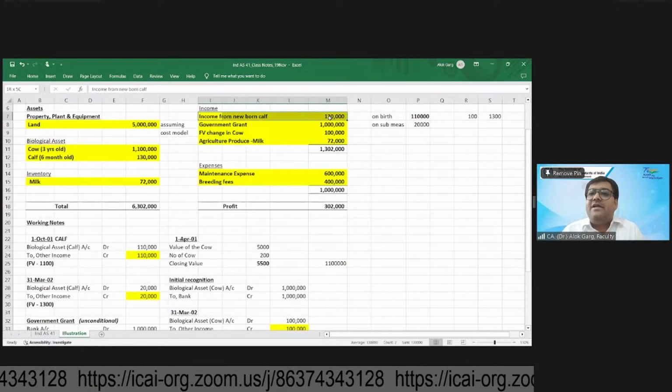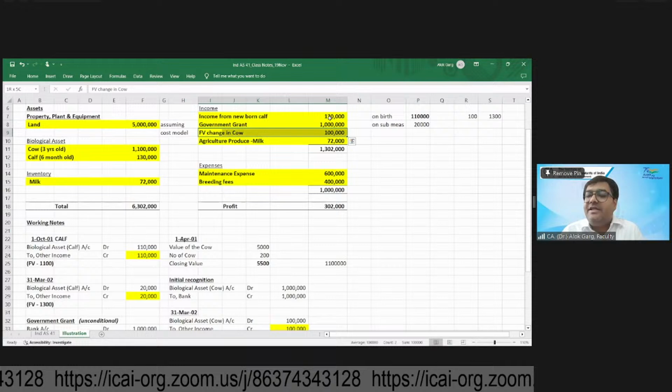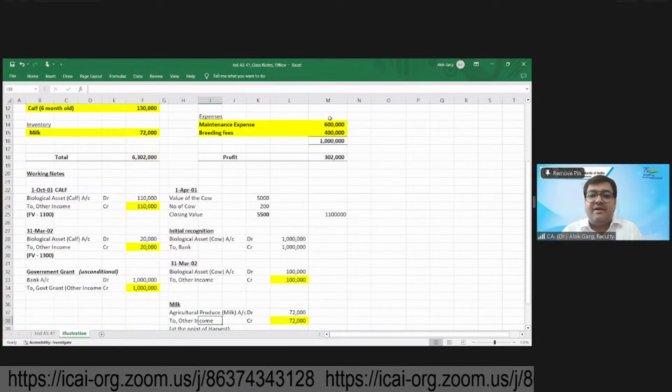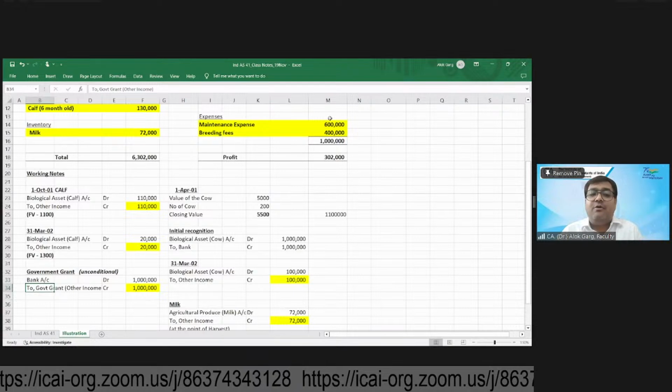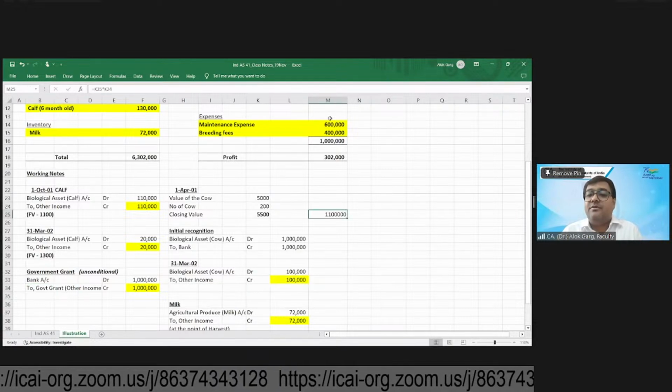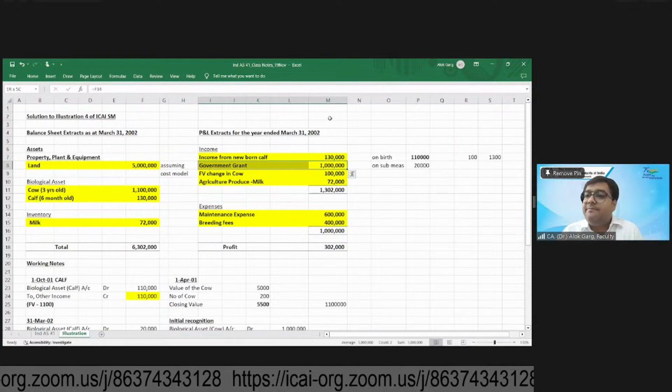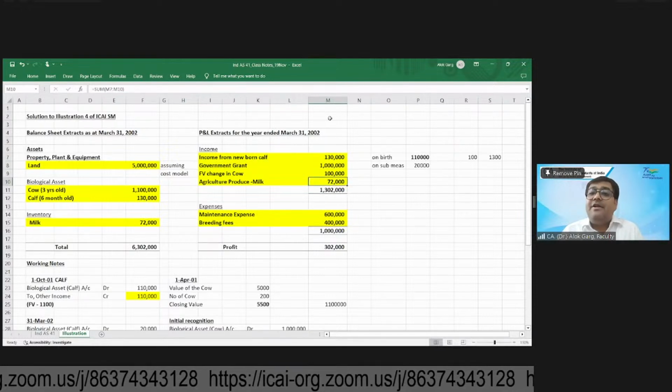So we have taken income from newborn calf, value cow. There was a government grant of 10 lakh also, which was an unconditional grant. Entry: bank account debit to government grant, other income account. So this 10 lakh will come into the P&L as the income. Correct. There was an inventory of milk also.